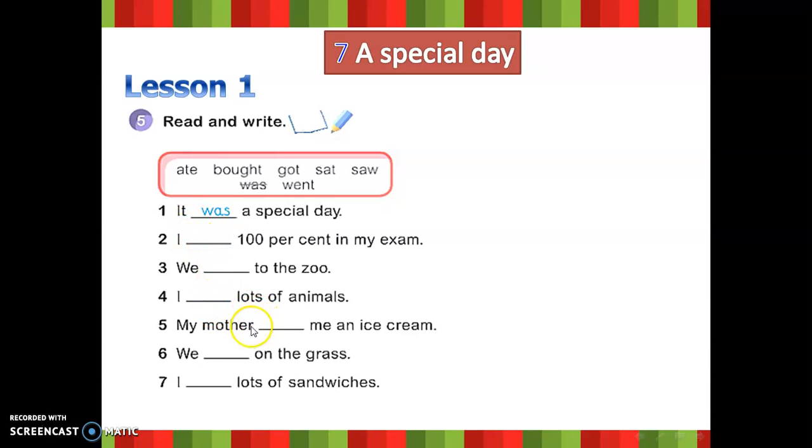It was a special day. It was a special day. Got. Yes, got. We were. We went. We saw. We sat. To the zoo. Went. I saw lots of animals. My mother, what? Bought. My mother bought an ice cream. We sat. I ate lots of sandwiches. We sat on the grass. We had a picnic.